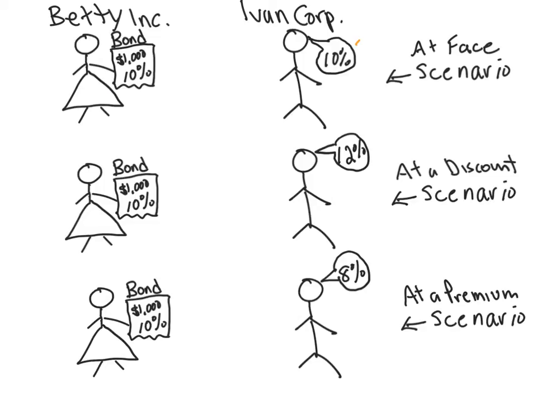And so it just happens that there is a bond provided by Betty that is also 10%. So simply, Ivan will be fine with investing his money into this bond.